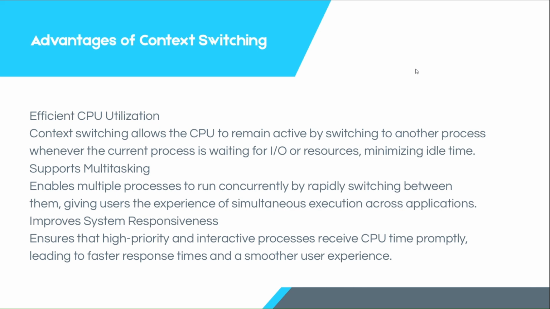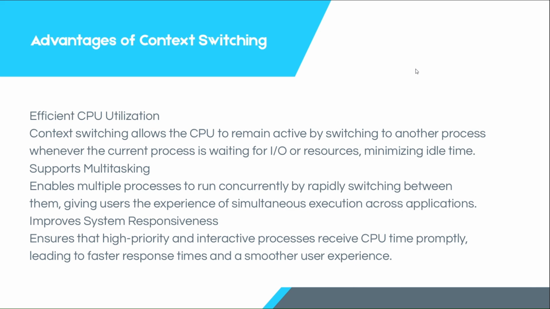Another important advantage is fair CPU allocation. The operating system ensures that every process receives an opportunity to execute, so no single application can occupy the CPU indefinitely. This creates fairness among all running processes. Context switching also supports real-time applications. Critical applications such as medical monitoring systems, banking services, air traffic control systems, and industrial automation require this. The operating system can quickly switch to these high priority processes whenever necessary.